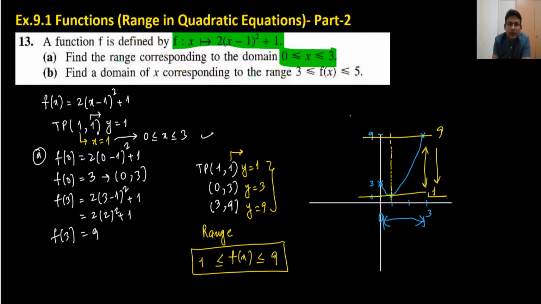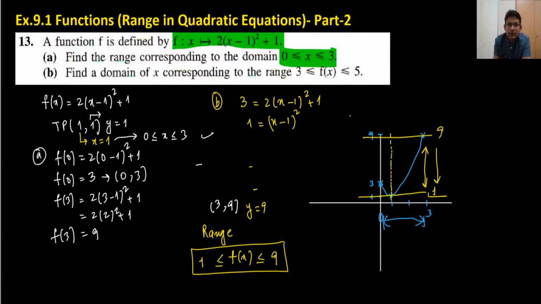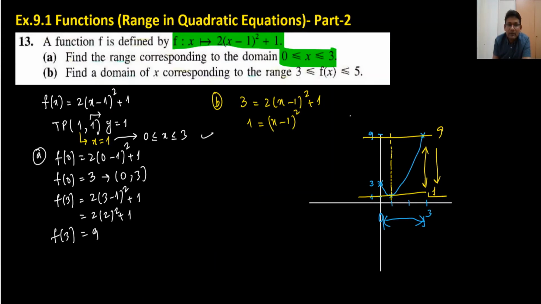In B part, what you can do, just write 3 in the equation: 3 equals 2(x minus 1) whole square plus 1. This one will move to the left-hand side. 3 minus 1 is 2, and this 2 divided by 2 is coming (x minus 1) whole square equals 1. And when you write the under root of this, 1 is coming x minus 1.